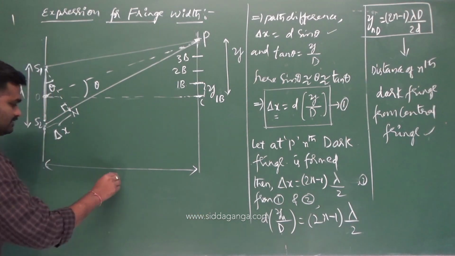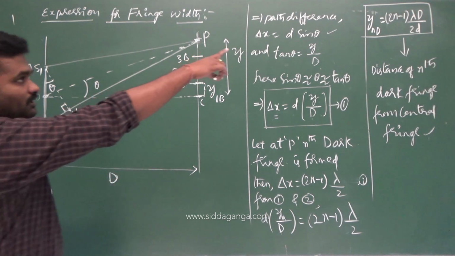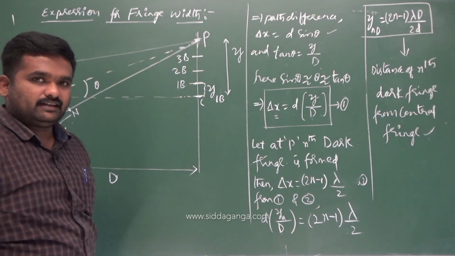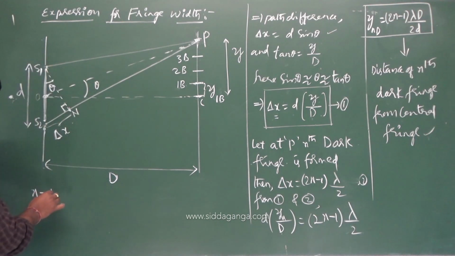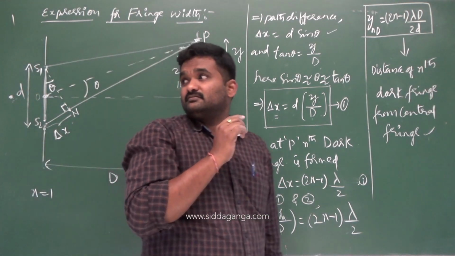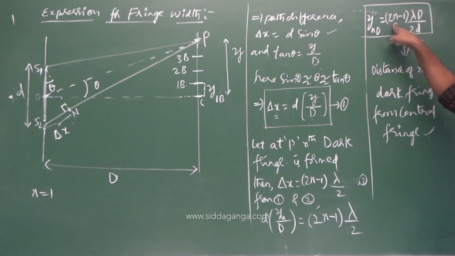The distance of the nth dark fringe: nth dark means I will say n equals 1 here. Instead of 0, I have put n. In that formula, if I put n equals 0, it won't work. We have written (2n minus 1) lambda D by 2d, and I told you n should start from 1. So if I substitute n equals 1, 2 minus 1 is 1, and we get lambda D by 2d.